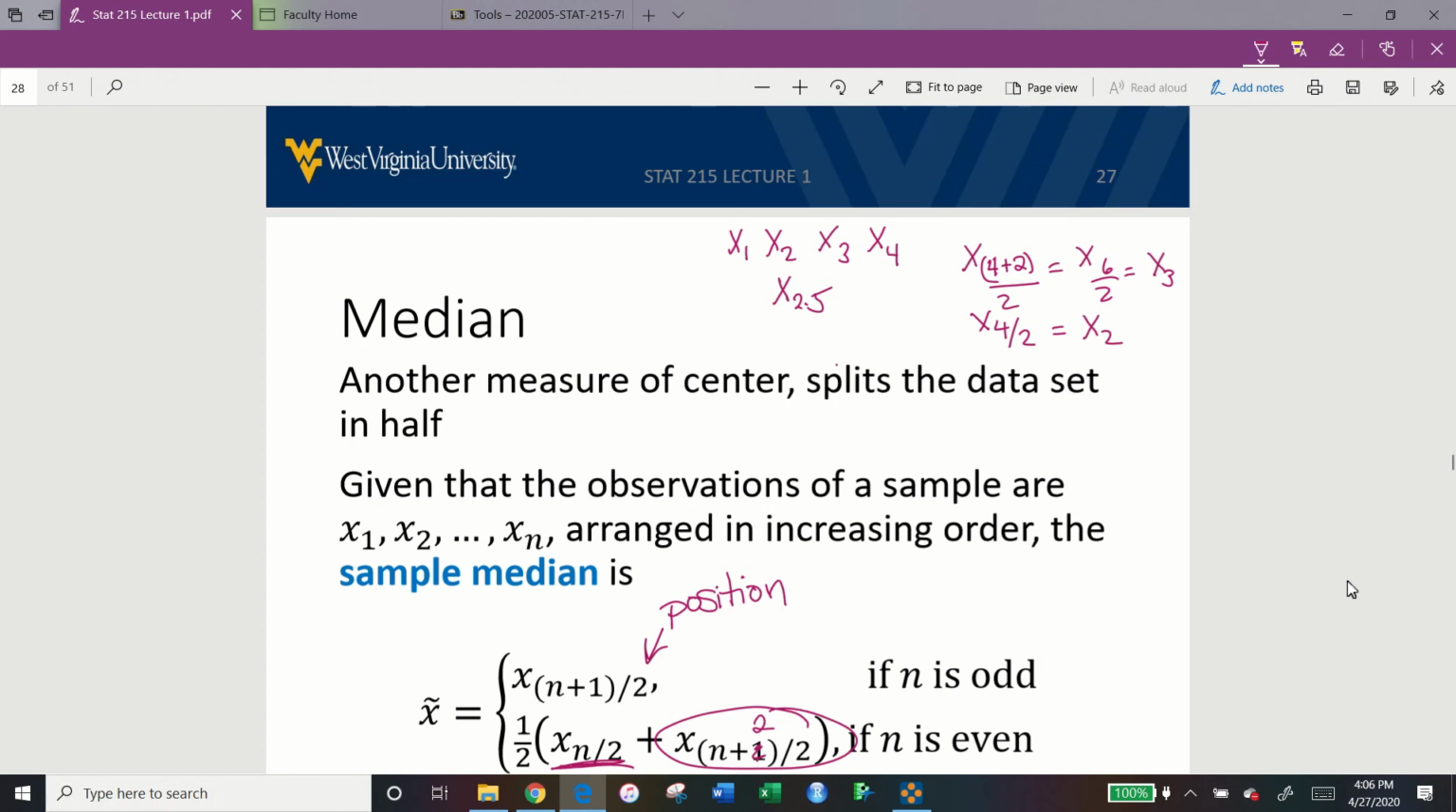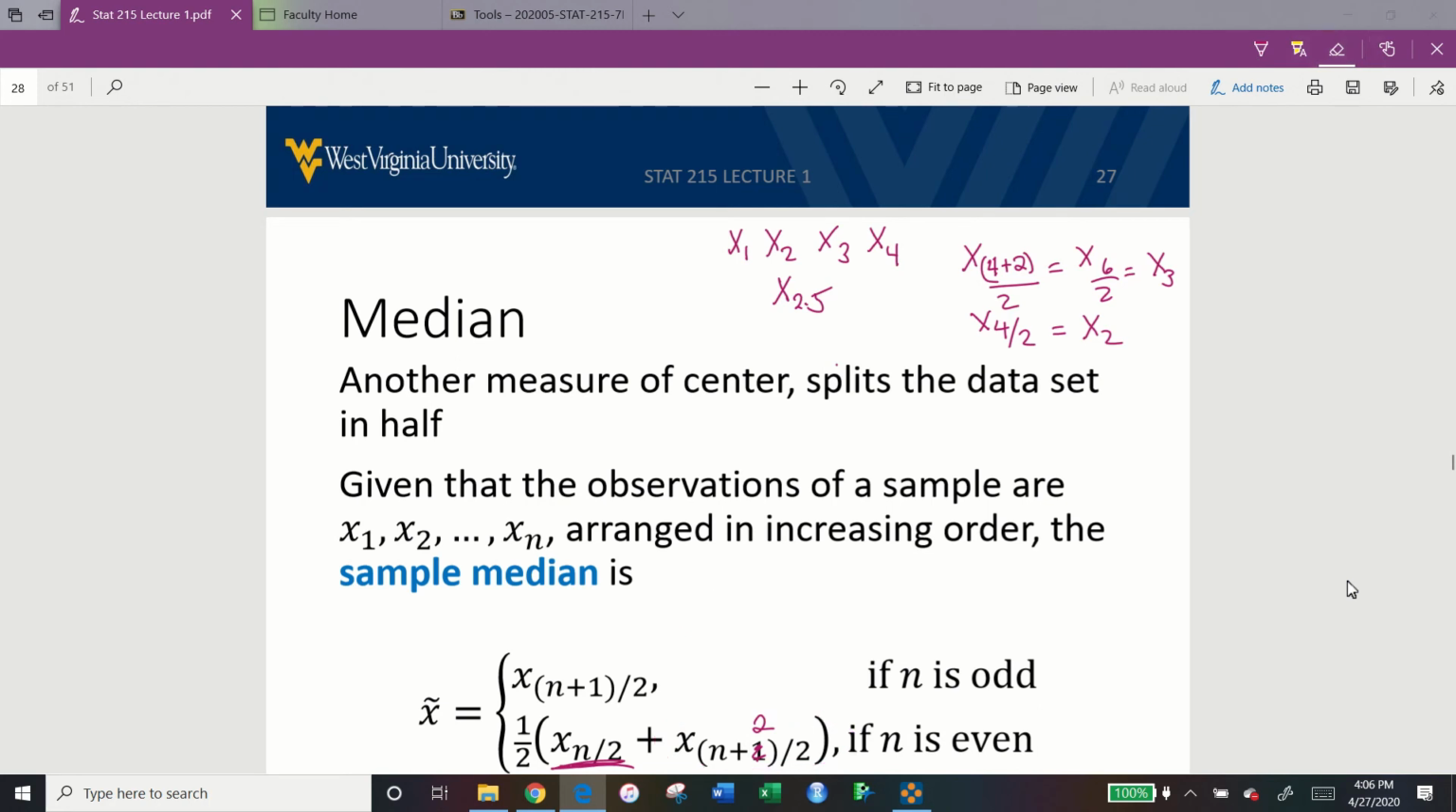I think we fixed it. So the correct formula for when n is even is 1/2 times the quantity x sub n over 2 plus x sub the quantity n plus 2 quantity divided by 2. Woo!